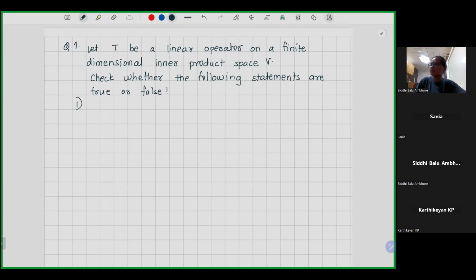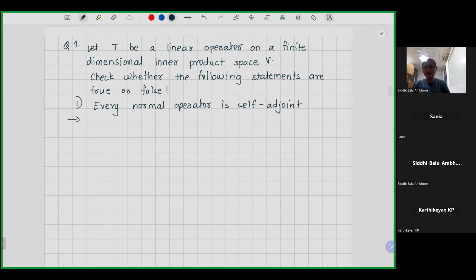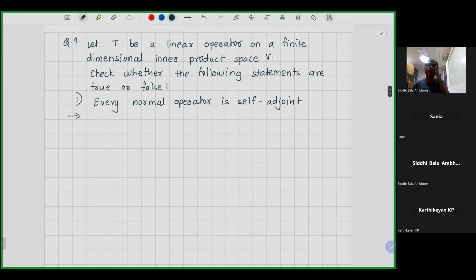So first is that every normal operator is self-adjoint. So this is the question, that they want us to check whether every normal operator is self-adjoint or not. If you don't know the definition, let me just recall the definitions for you.